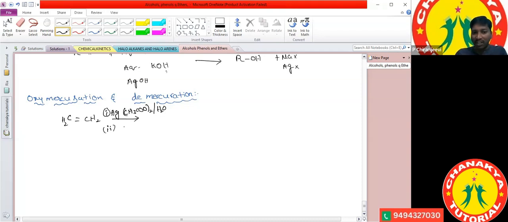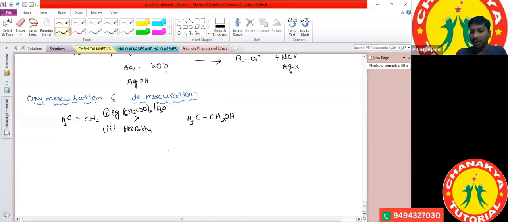In the second condition, it undergoes a reduction reaction. What reducing agent can we use? NaBH4, sodium borohydride. If ethene is treated with mercuric acetate in the presence of water, then it undergoes reduction and forms an alcohol. The product formed is CH3-CH2-OH.